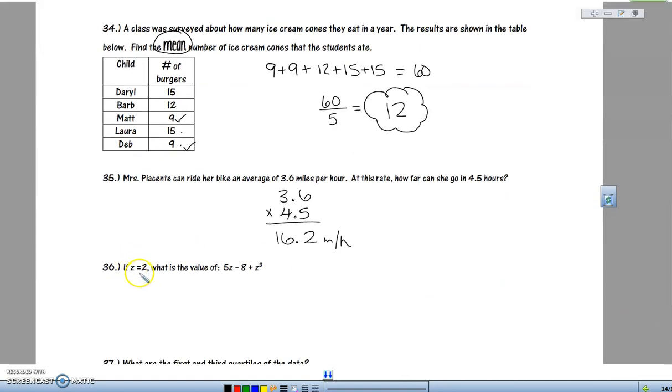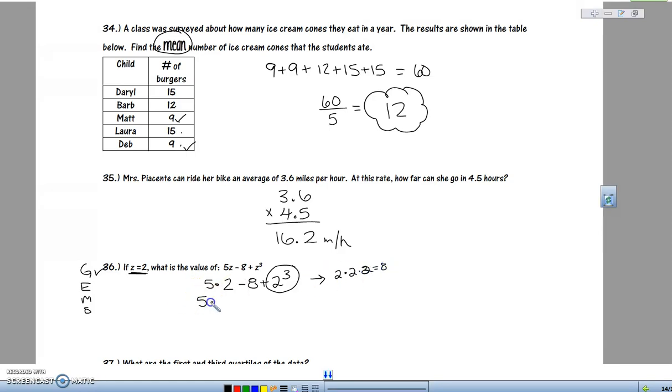So if z equals 2, what is the value of the expression? So what I have to do is wherever I see a z, put a 2. So 5 times 2, very important. Don't just put 5 and 2 because that means 52. So I'm going to follow GEMS. No grouping. I do have exponents. So 2 to the 3rd means 2 times 2 times 2, which gives me 8.